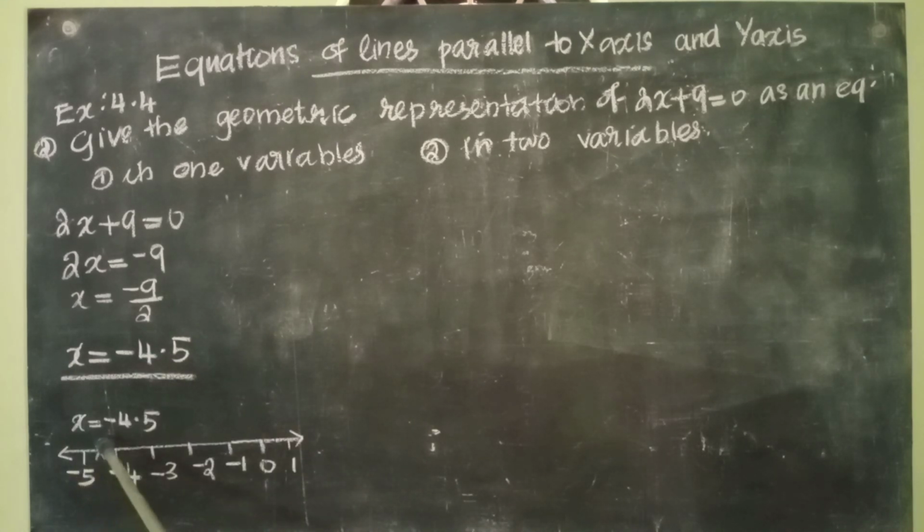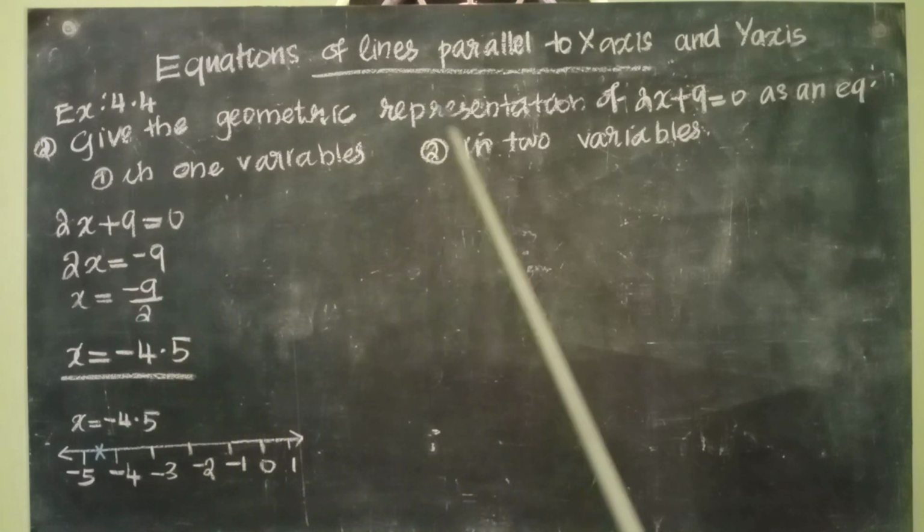So I have drawn the number line. X equals minus 4.5. Minus 4.5 is the middle point of minus 4 and minus 5. In between minus 4 and minus 5, we can plot x equals minus 4.5.